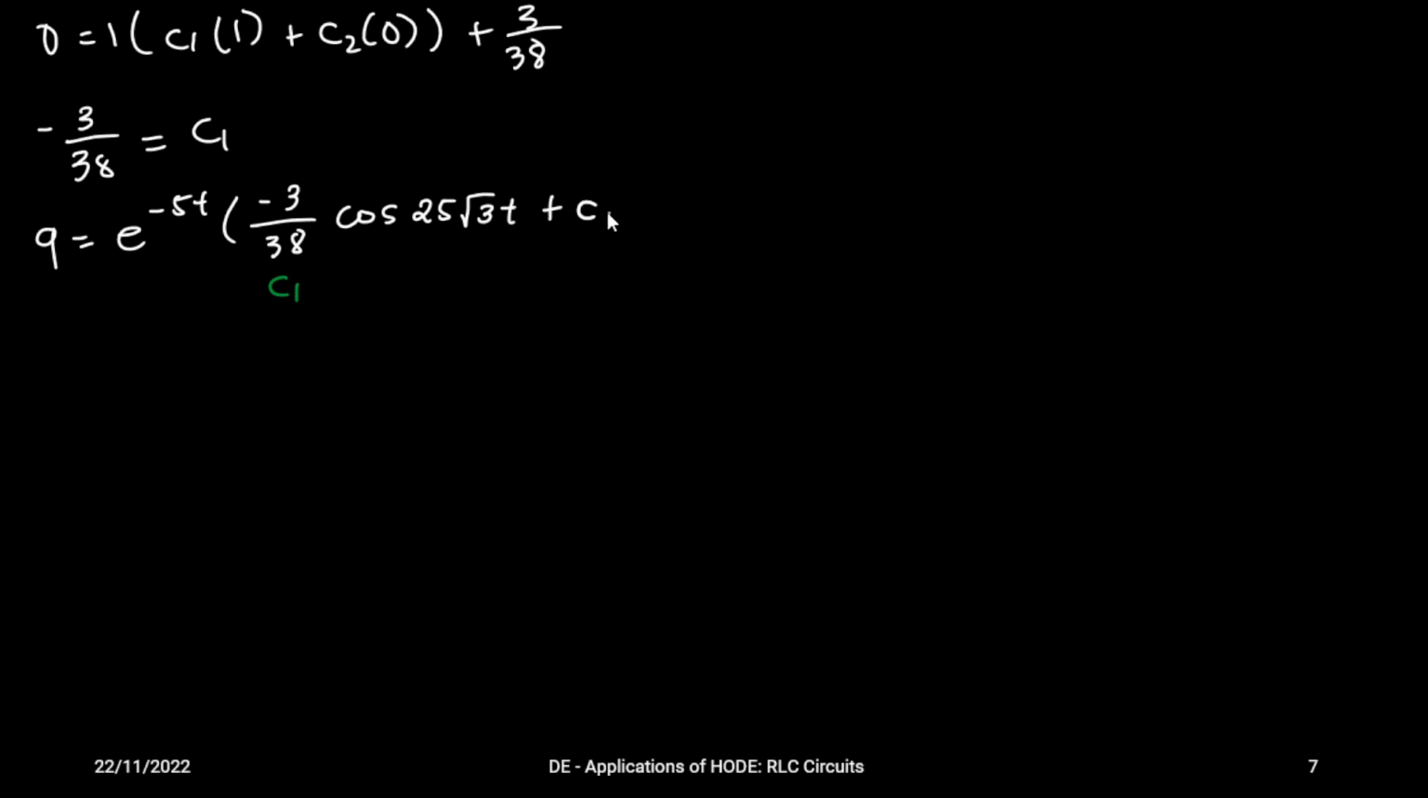Plus C2 sine 25 square root of 3t. So we have here, napalitan na yung C1 natin, so kailangan na lang natin is C2. Ano yung isa pang initial condition na meron tayo? Di ba we still have I of 0 is equivalent to 0? So when time is 0, current is also equivalent to 0. Tama? So, alam natin na yung I is equivalent to dq over dt. So what we can do is let's get the derivative of this whole function para makuha natin yung dq over dt.